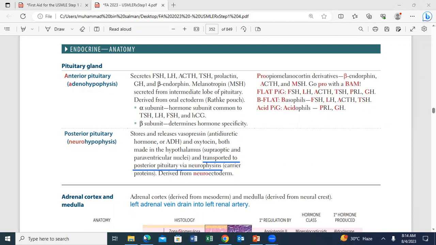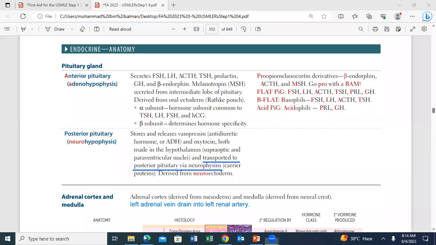Now let me tell you the development of pituitary gland. Now, development of pituitary gland is very high yield. All you find over here is that the anterior pituitary is derived from the oral ectoderm called the Rathke's pouch, and the posterior pituitary is derived from the neuroectoderm. That's all what you get from First Aid. But let me tell you what is this Rathke's pouch.